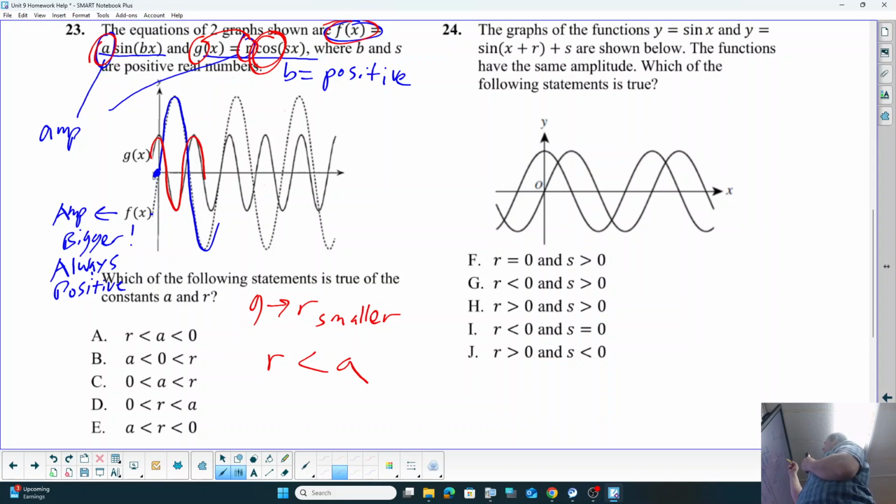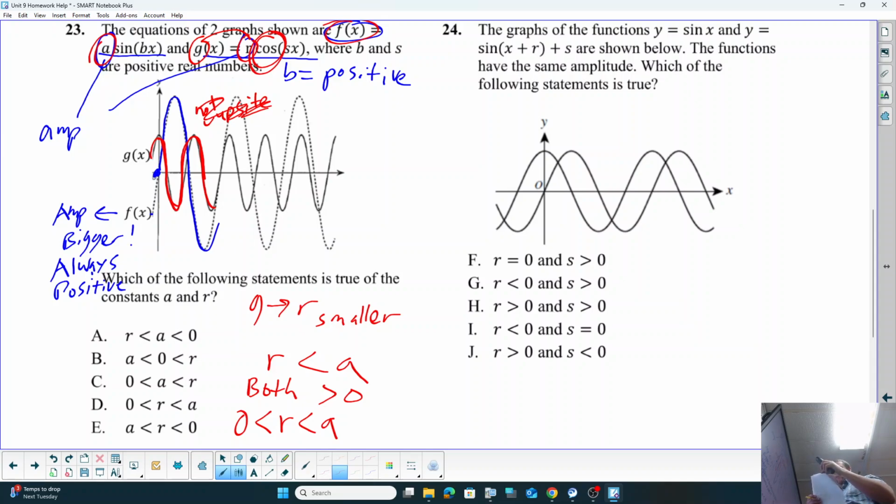Is g of x upside down? No, g of x is not upside down. It doesn't matter because the amplitude is always positive anyways. Okay, here we go. So I believe that both of them are greater than 0. It could be 1 or 2 or 3 or 4 as the amplitude, but both should be greater than 0. So we have R is less than A, and both of them are greater than 0. So this should be D. Let's double check if it's D.